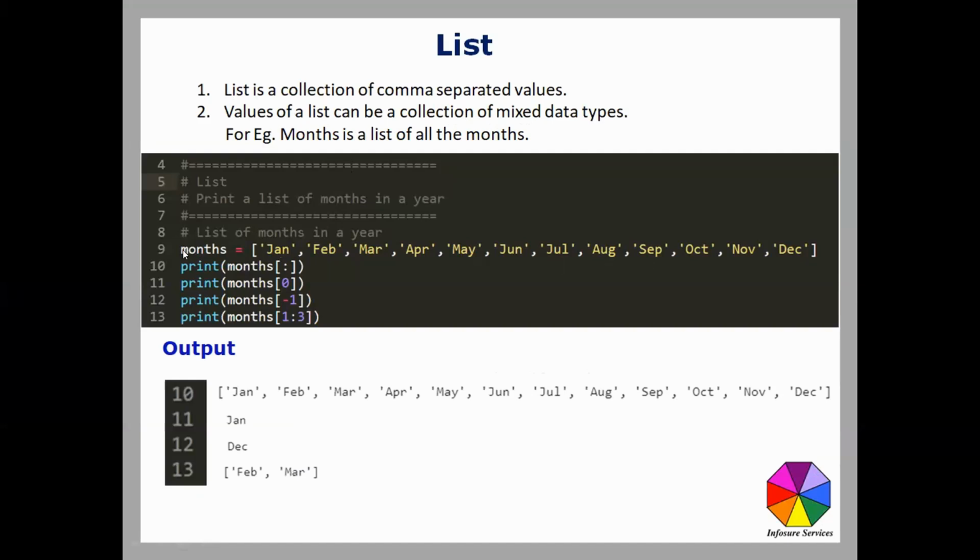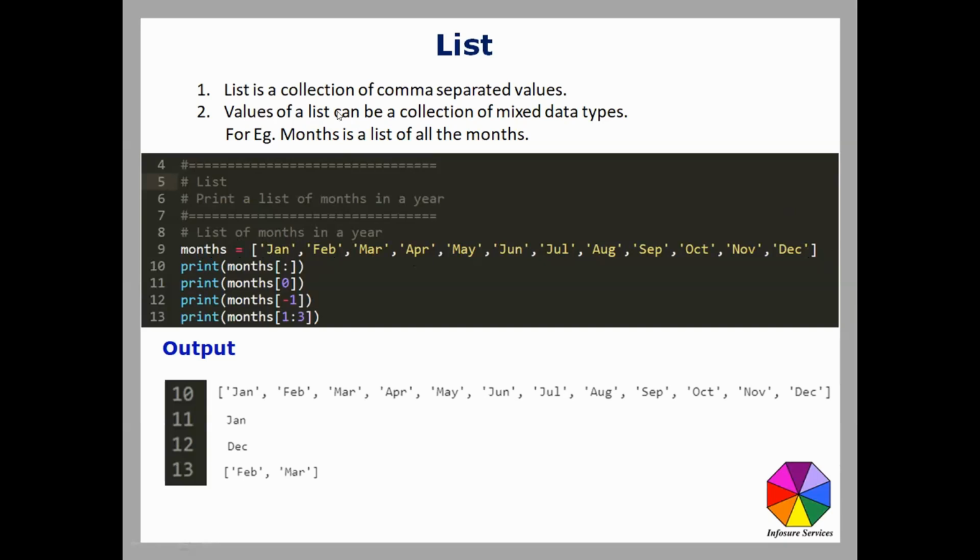Here I have an example, months equal to, I can open a square bracket, separate values by comma. Jan, Feb are all my months. I have 3-character name strings of months here. Each of them is one string and we are assigning to months. What we are seeing here, enclosed by square brackets, separated by comma, this is called a list.